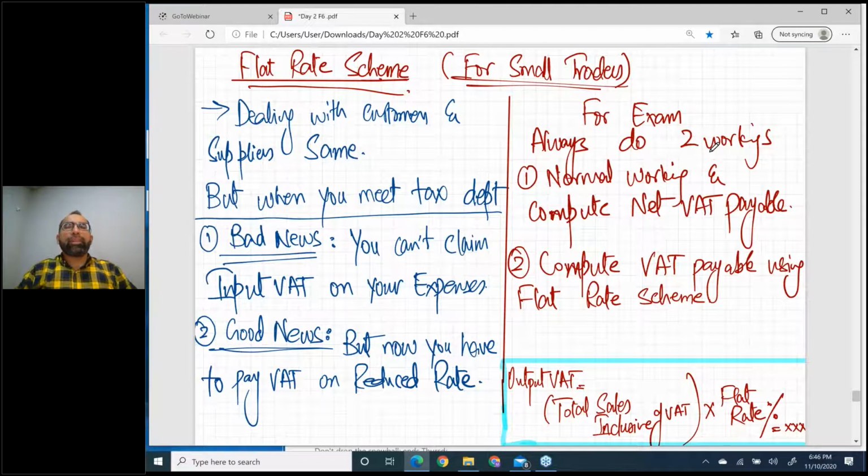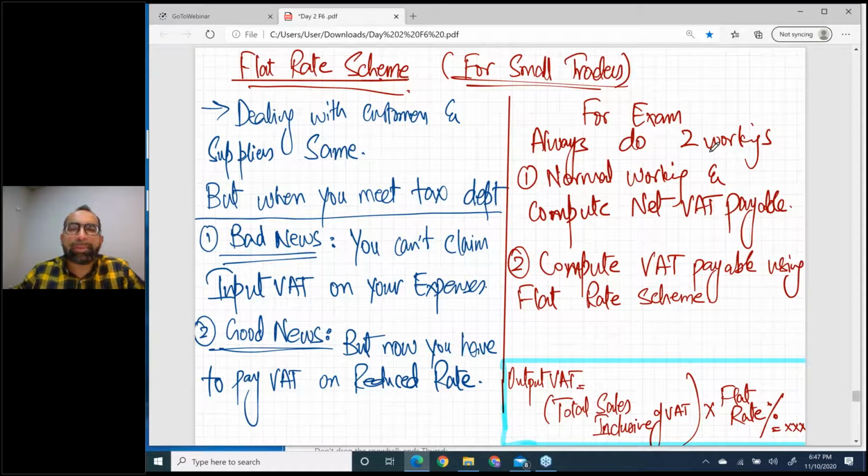I repeat, if you join flat rate scheme, your dealings with your suppliers and customers remain same. Means if you buy any goods from supplier, you pay normal 20% VAT, and if you sell any goods to customers, you collect normal 20% VAT. So dealing with customers and suppliers will remain same. But when you go to the tax department, your dealings will be different.